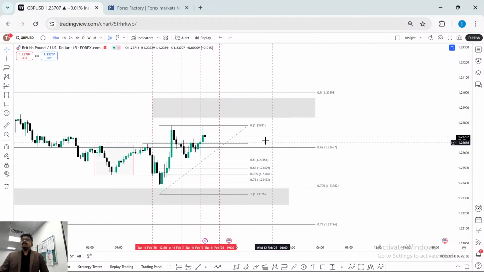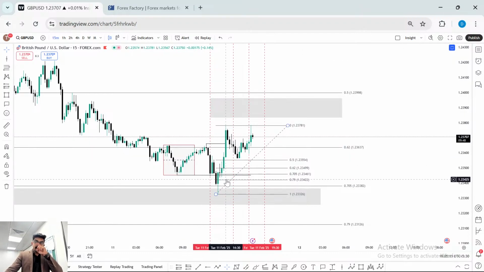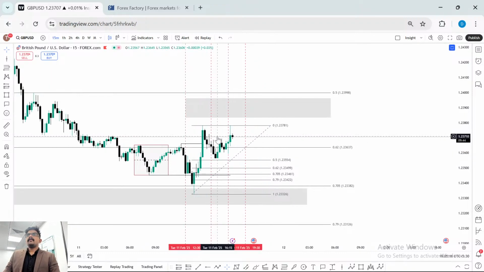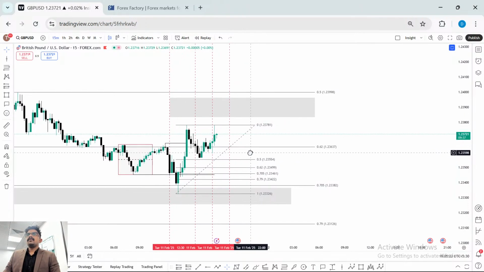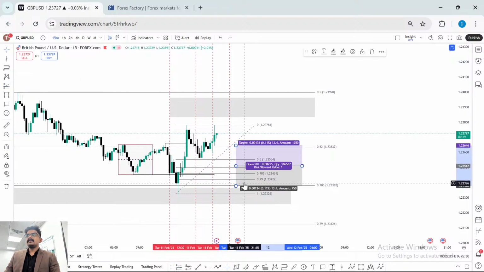So GBP USD, as we discussed, if we get a structure break, we can plan a buy. You can see this impulse, and it's not yet reached our zone. So you guys can take a buy limit from this particular point. I'll update you the prices.